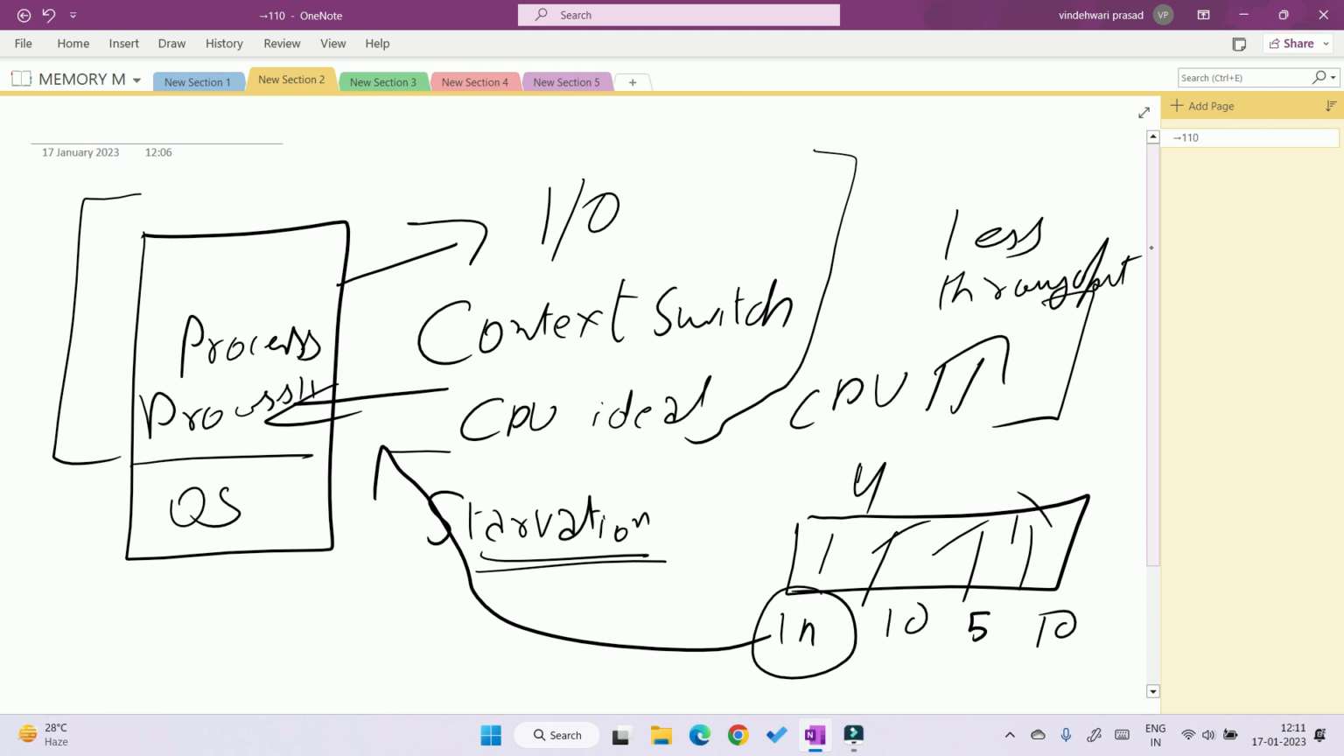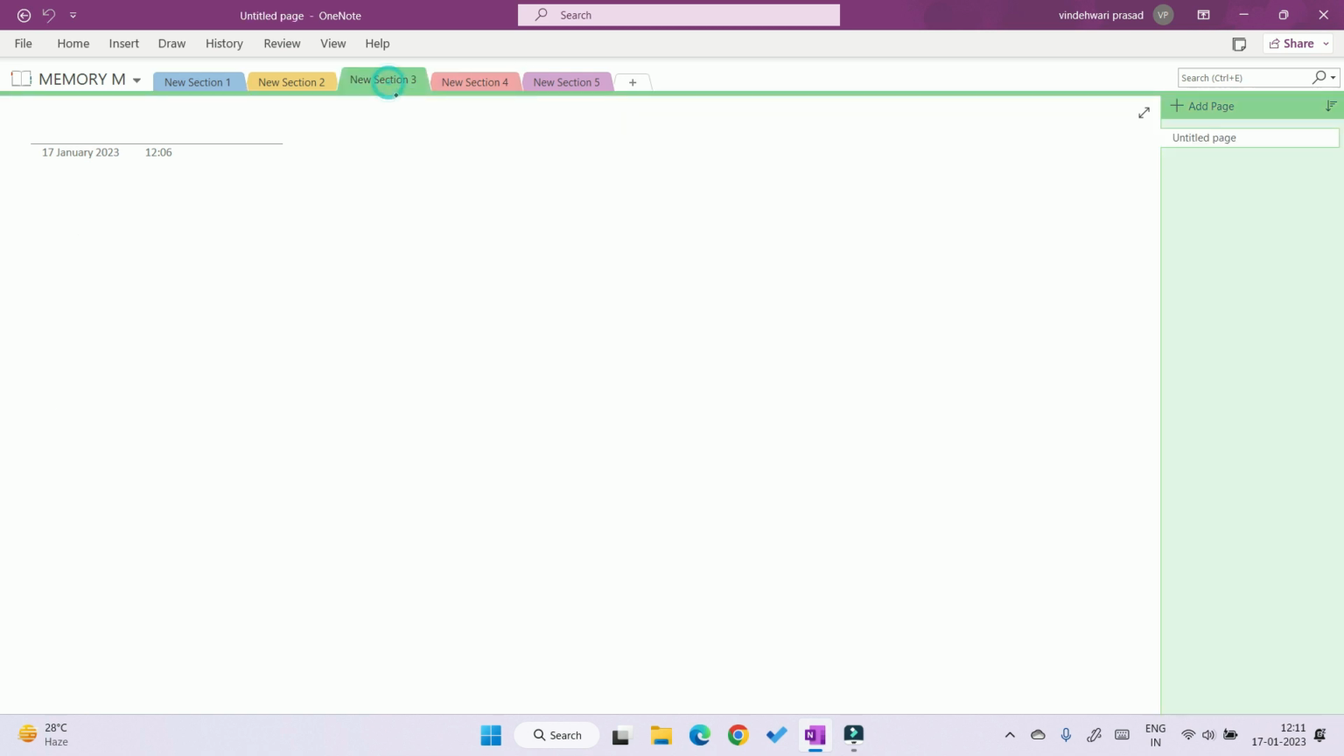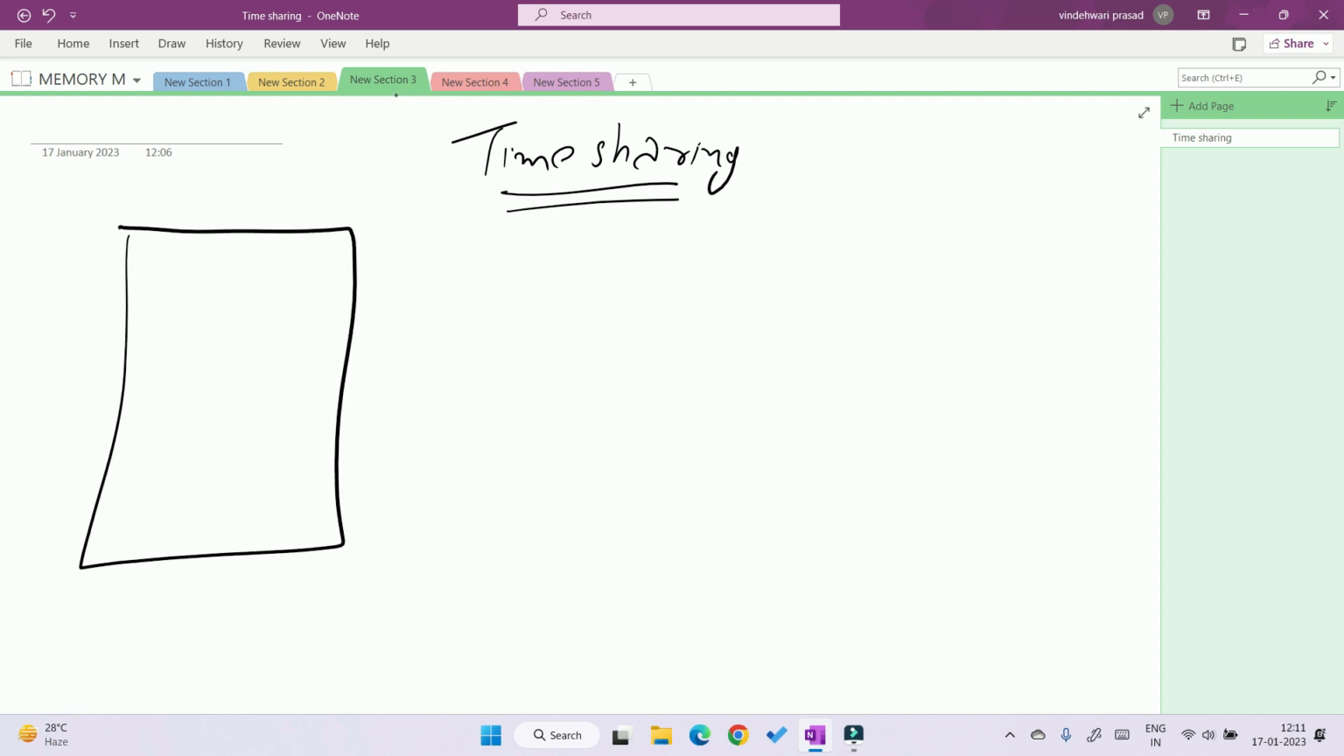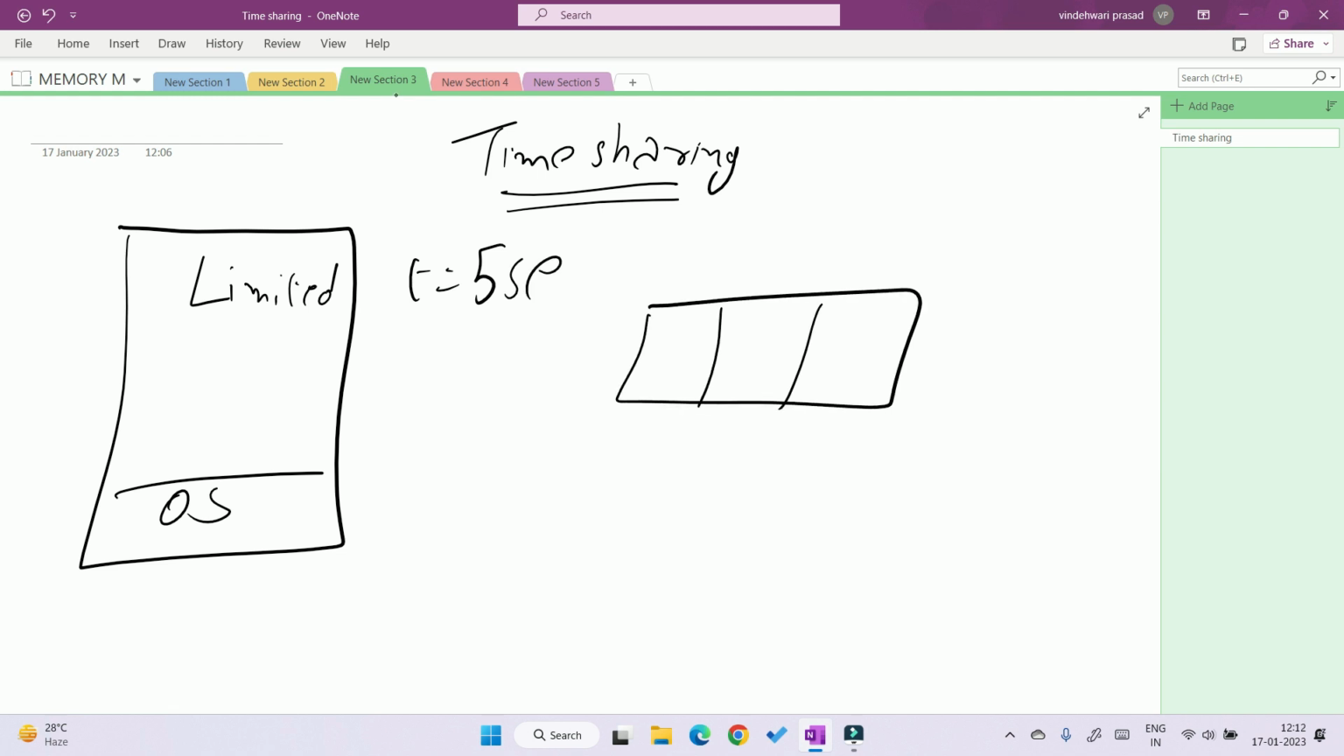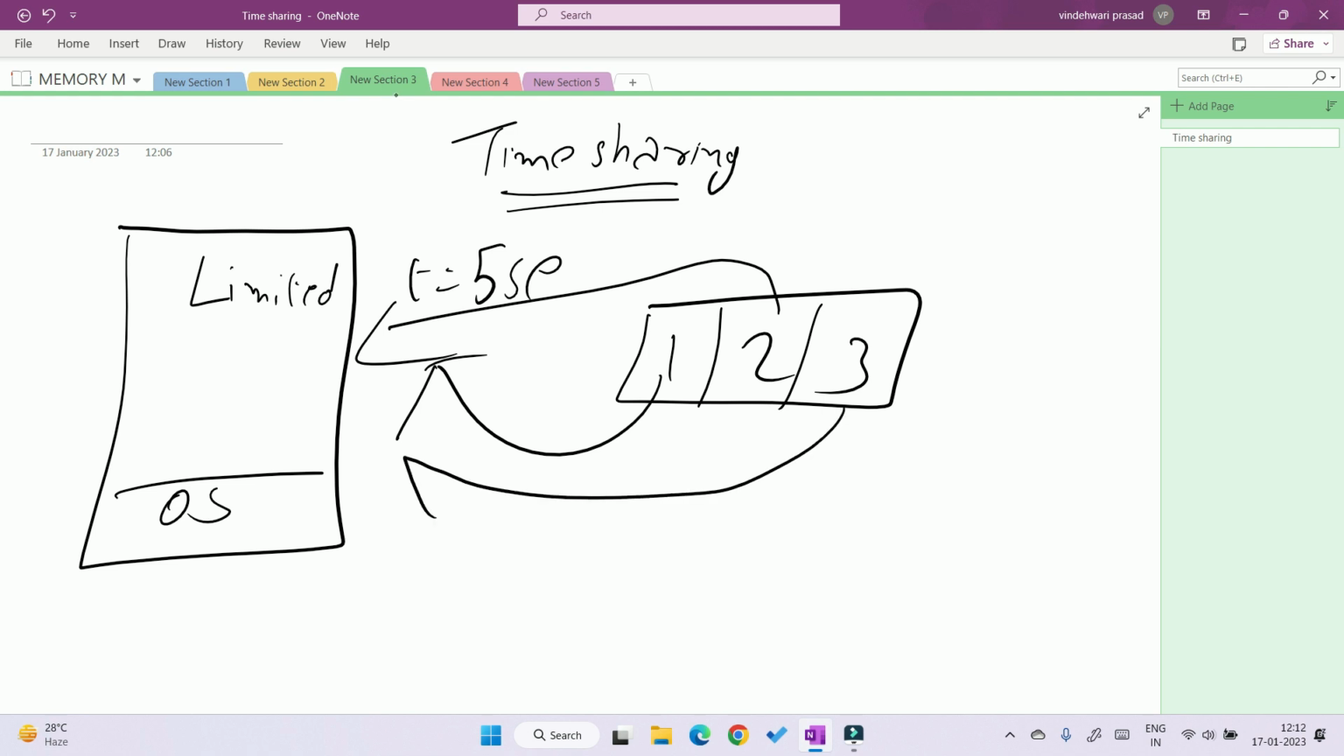So how is this problem solved in memory management? We come in with a new concept called time sharing. Time sharing means that every process gets the memory for a limited time. Suppose the time is 5 seconds. If there are 3 processes in memory management, 1, 2, 3: the first process comes for 5 seconds and takes the full memory, the second process comes and takes the full memory for 5 seconds, the third process comes and takes the memory for 5 seconds. It is just like round robin.